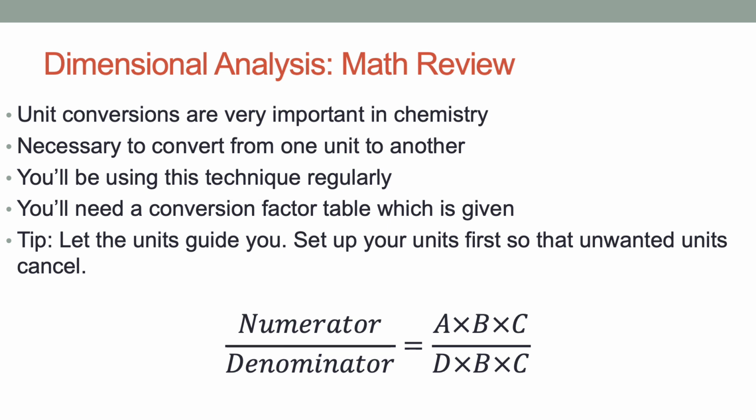We'll be setting up a series of ratios, or numerator over denominators. And in the example you see here, B over B and C over C will cancel. Remember, a unit divided by itself is equal to 1, so we say it cancels.